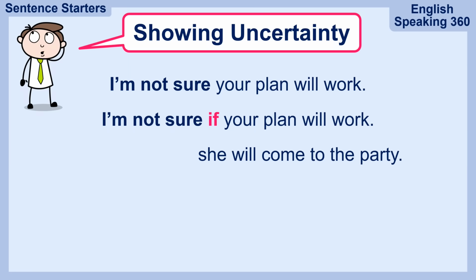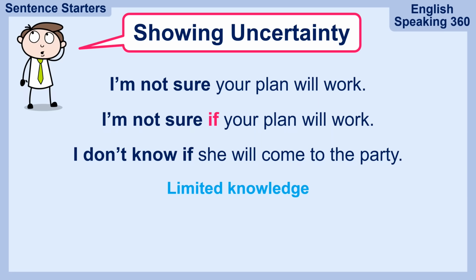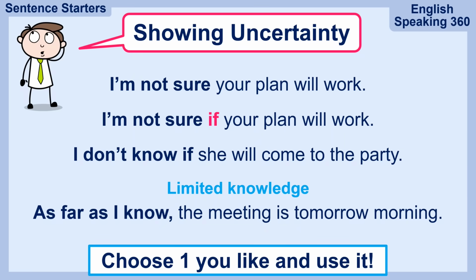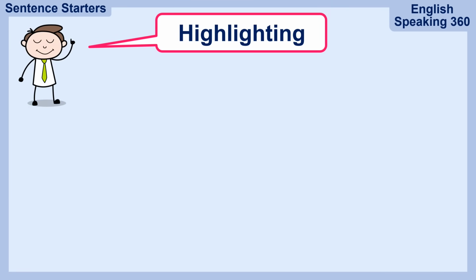She will come to the party. Not 100%, so I don't know if she will come to the party. I don't know if. If you have limited knowledge of something, you can try this one. As far as I know. As far as I know, the meeting is tomorrow morning, but I'm not sure. Now choose one you like and try to remember it and try to use it every time you are not 100% certain of something.